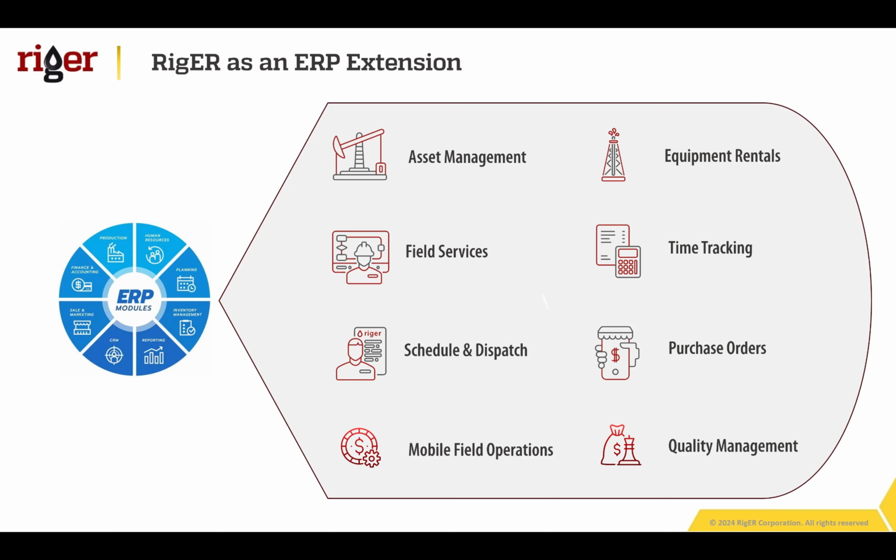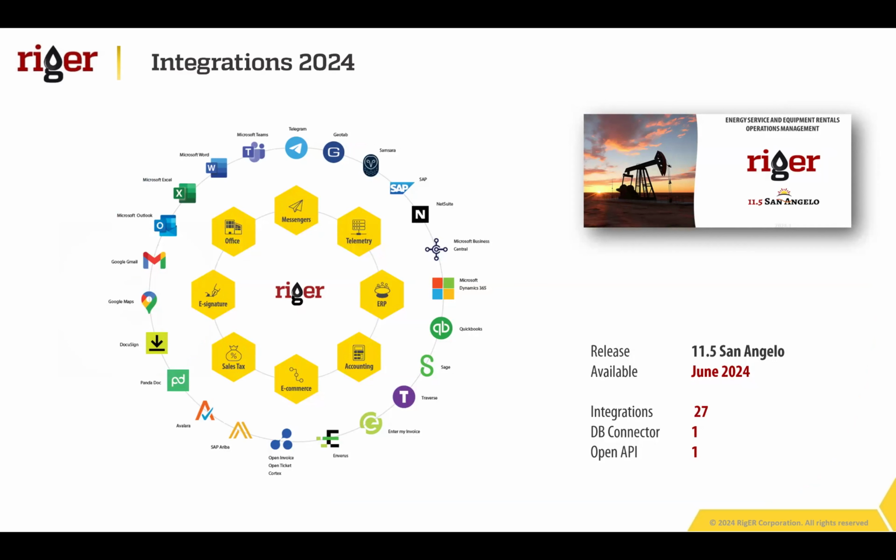So let's talk about existing integrations. The number is growing all the time. We see big demand. Clients ask us to integrate with different software, and we right now have 27 integrations, one database connector and one open API. Let's talk about this in a more detailed fashion.